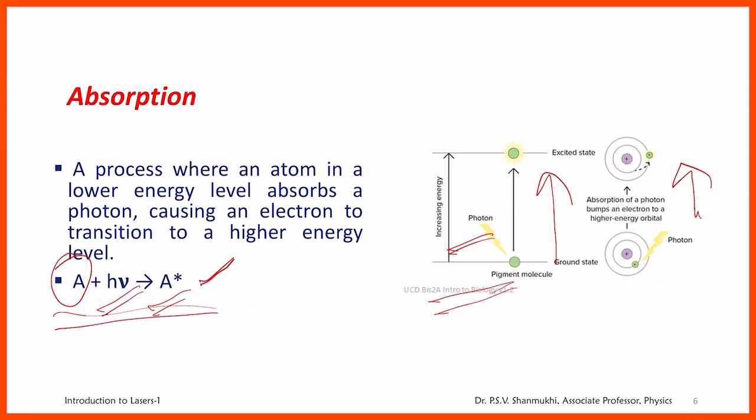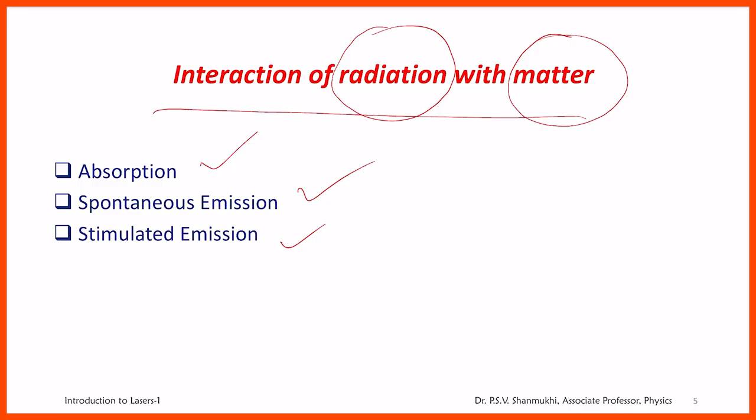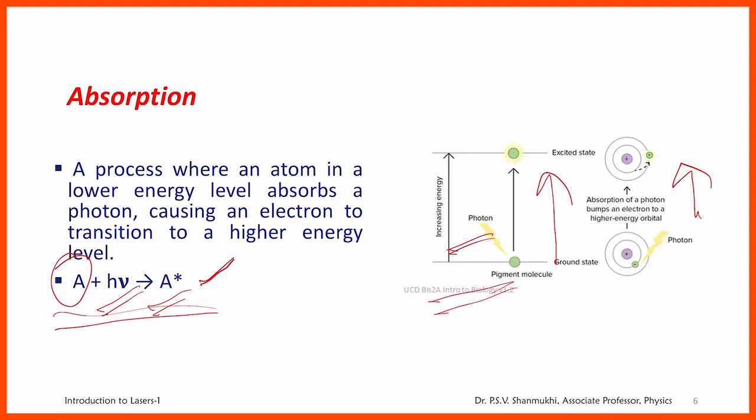So, that is why there are 3 interactions between the radiation and the matter. What are the 3 types of interactions? Absorption, spontaneous emission and stimulated emission. After the absorption, the atom can come to the ground state either spontaneously or by stimulation. Spontaneously means we have to wait up to its lifetime. So, after some time, atoms will come to the ground state emitting the photons.